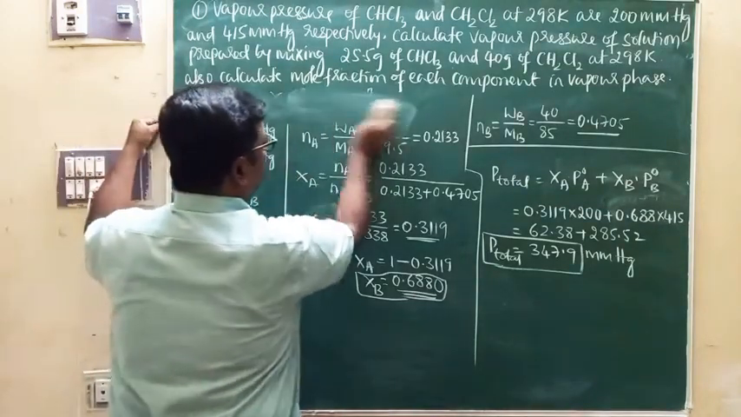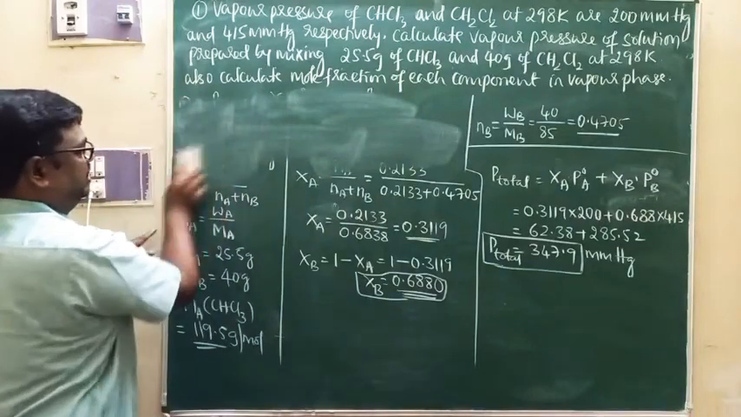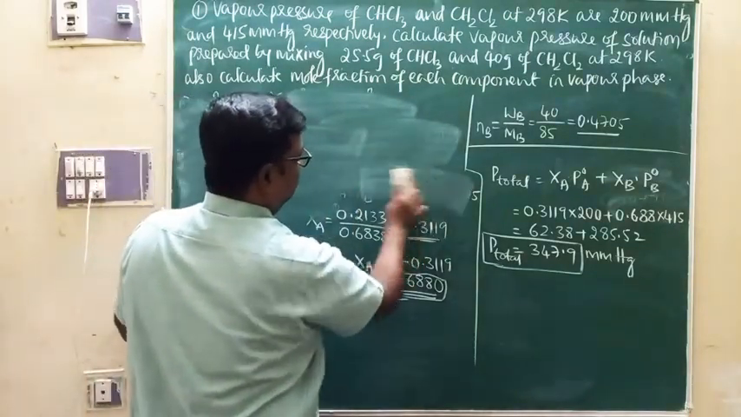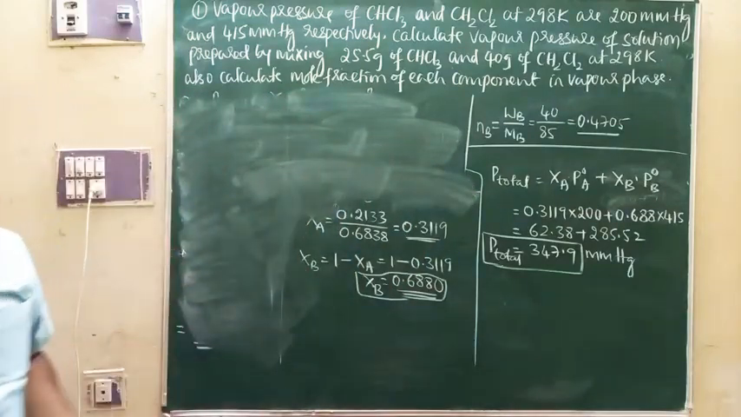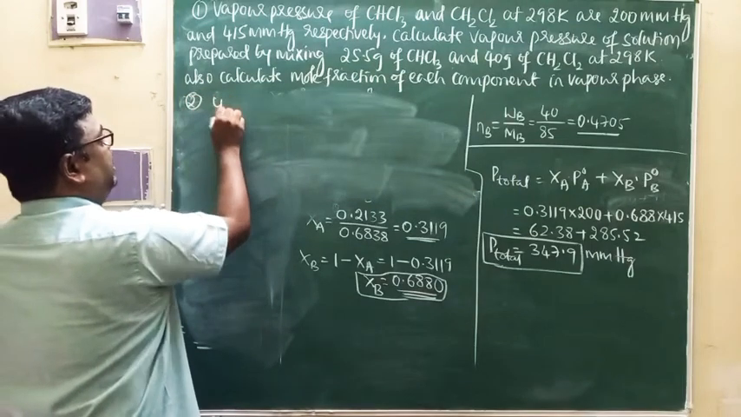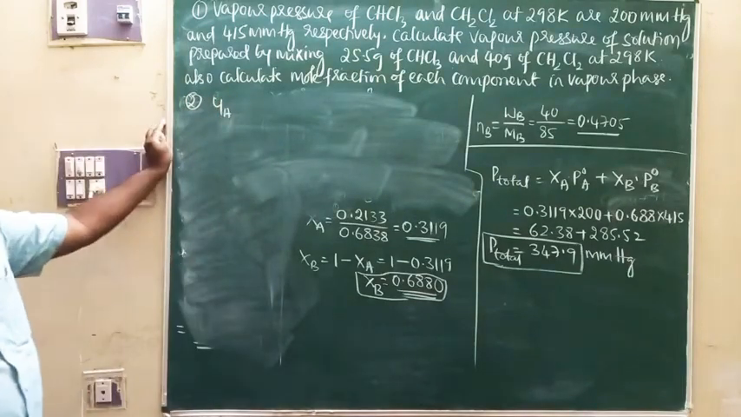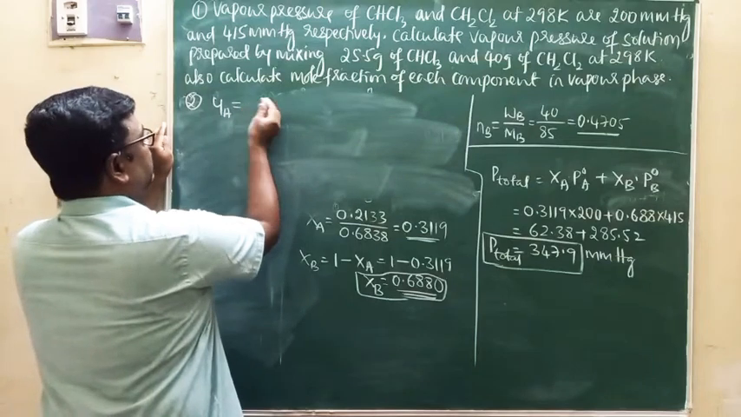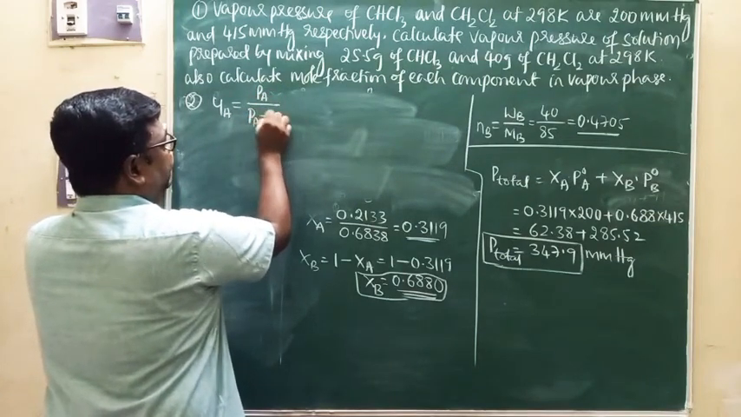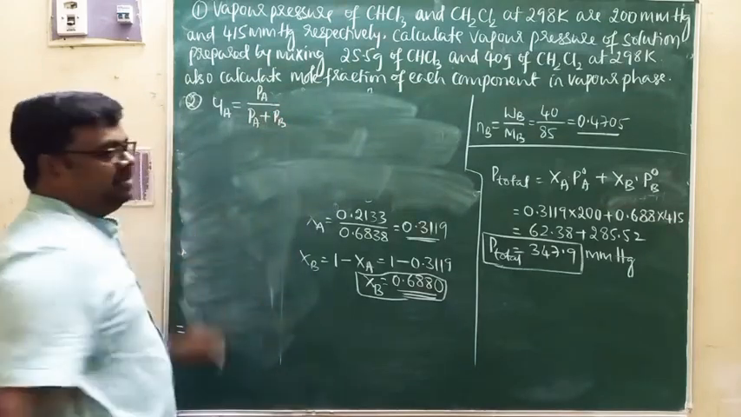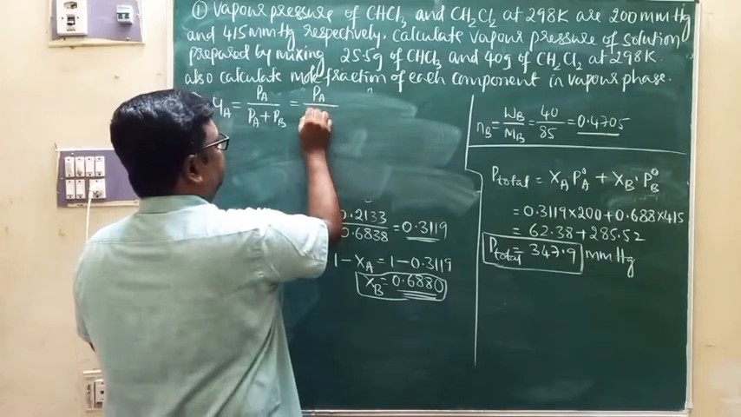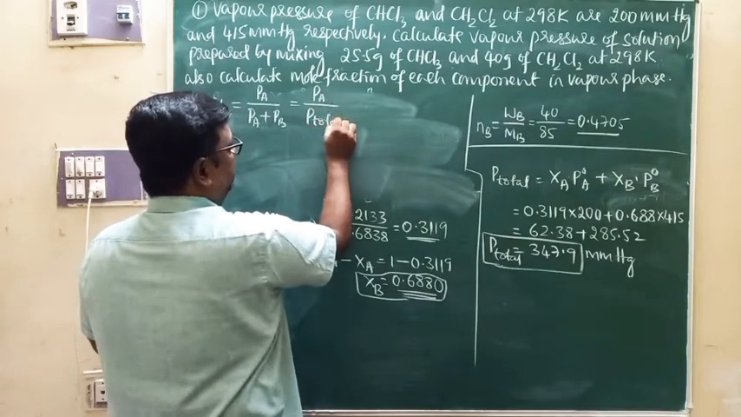Second question: calculate the mole fraction of each component in the vapor phase. That is YA, the mole fraction of each component in vapor phase, is equal to PA divided by PA plus PB, which you know. That is equal to PA divided by P total.